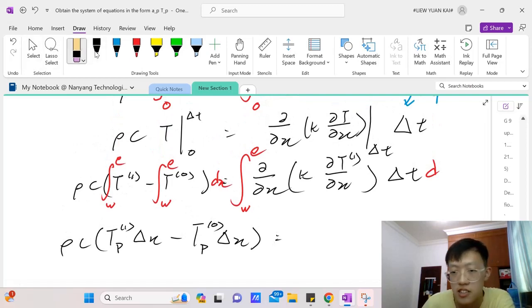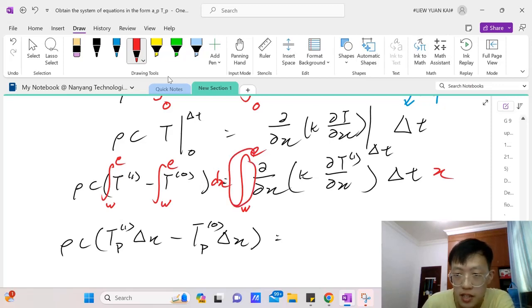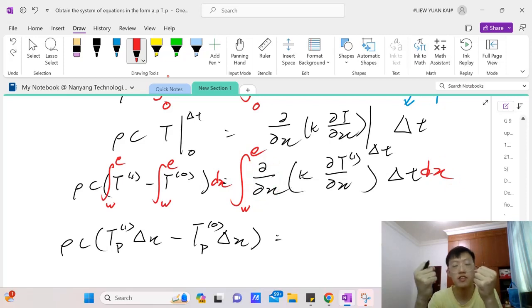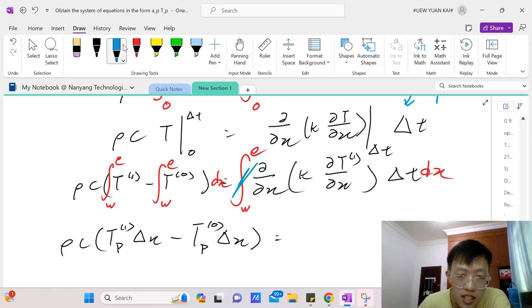Whoops, this is not d, it's supposed to be x, right? Okay, so this side is easy. Integrate with respect to x, but then I have a derivative. Integral and derivatives are opposites, so they cancel, okay? So this can cancel with this, and I only need to copy down the inside. Don't forget this delta t.